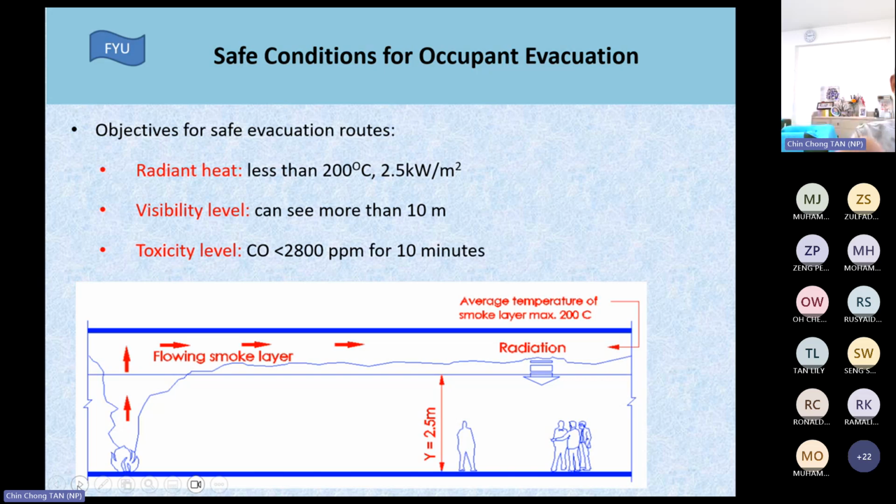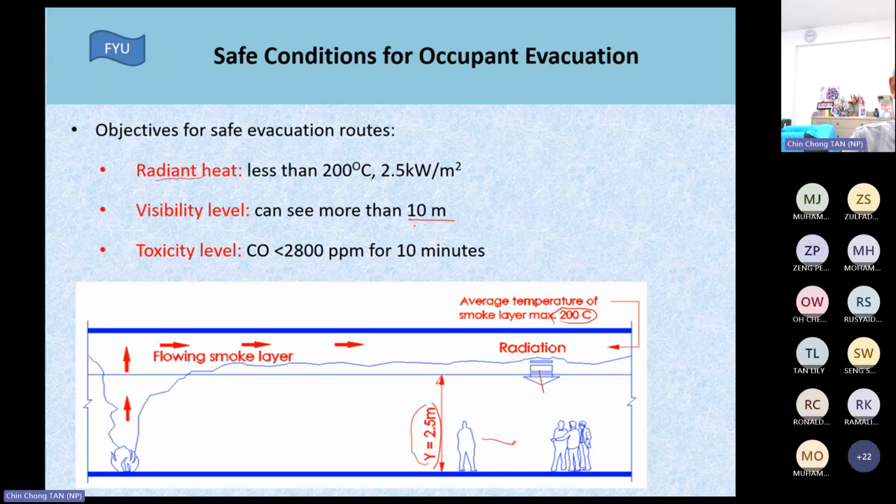And these are the conditions that I was talking about, right? So three things. One is radiant heat. The acceptable height should be around 2.5 meters. And the temperature of the smoke must not be more than 200 degrees C, so that it will not affect the people who are running away.